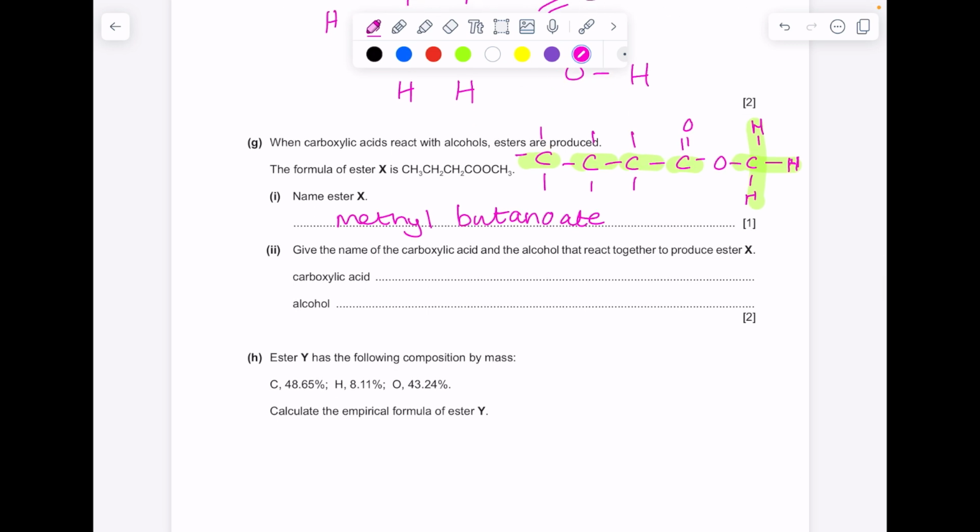Give the names of the carboxylic acid and the alcohol that react together to produce ester X. Well, I've already said the alcohol is this portion here, so it's methanol. And the carboxylic acid forms the butanoate, so it's butanoic acid.